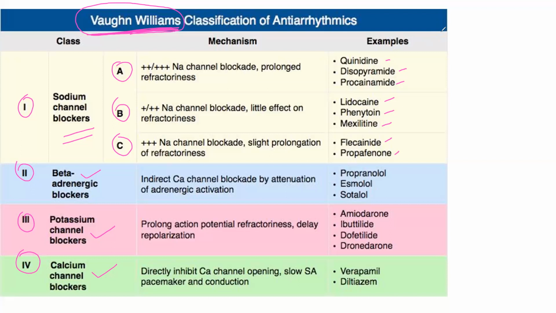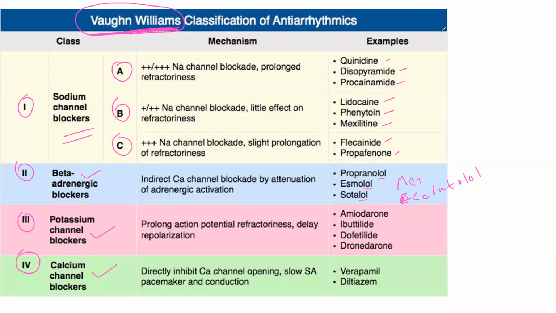And then class 2, beta blockers. You might have known about these beta blockers in the adrenergic system. Drugs ending with LOL are beta blockers: propranolol, esmolol, sotalol, metoprolol, acebutolol. All those things come under beta blockers.